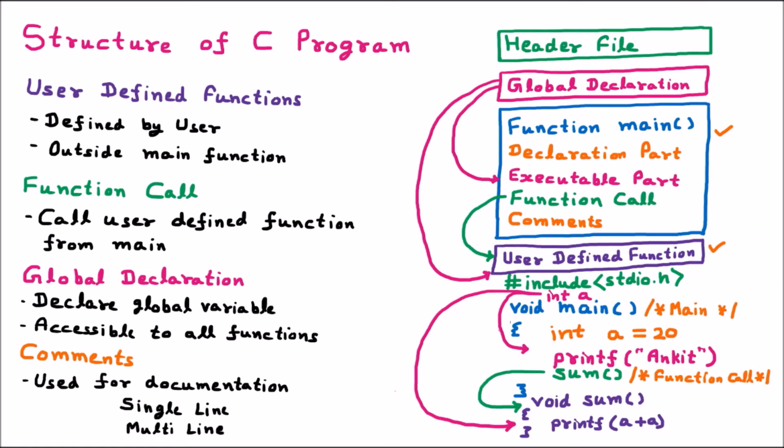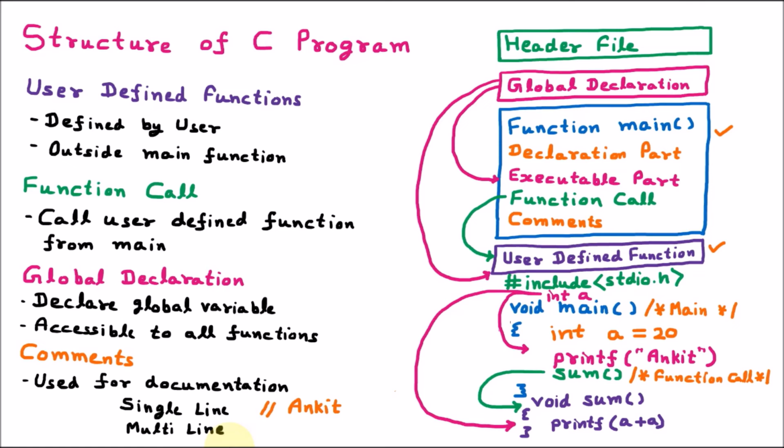If we want that only a single line should have the comment, let us suppose that I am simply writing here Ankit. Now this is only one line. Here I can simply apply a double slash. So this is called the single line comment.